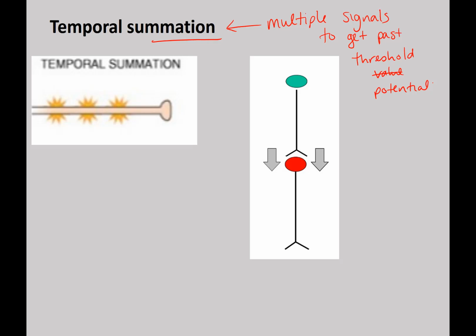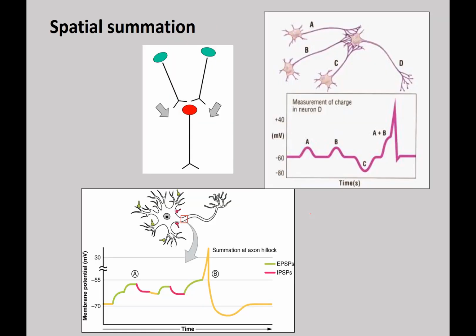One way you can do it is temporal. So that means from one neuron to the next, you're just sending action potential, action potential, action potential, and eventually this reaches above threshold and the signal continues on. So it's a rapid succession of action potentials from pre to post. So temporal has to do with timing. The other method is spatial. Spatial means you're getting signals from multiple neurons.